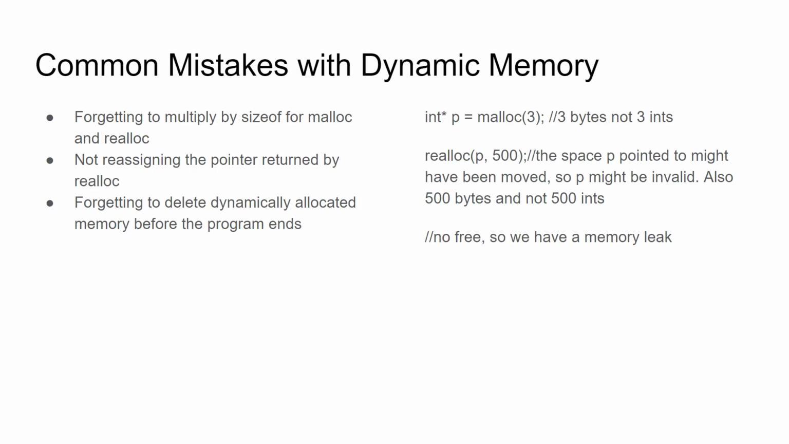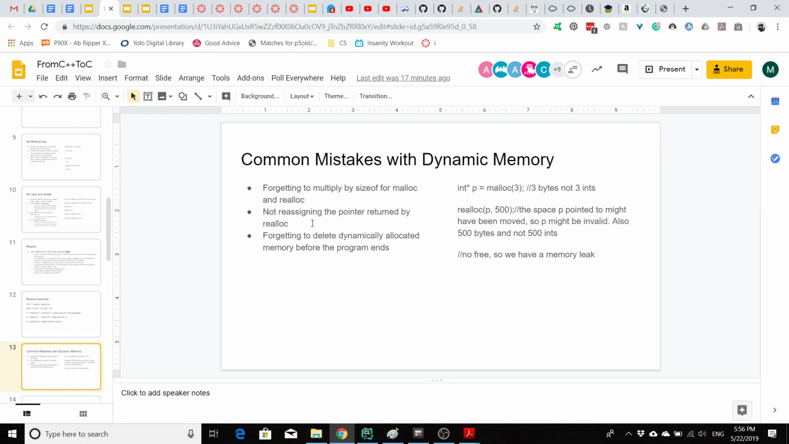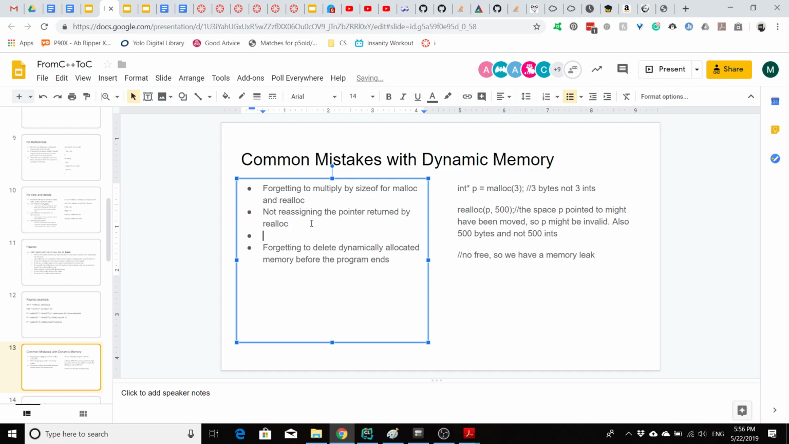Okay. So some common mistakes are, again, forgetting to multiply by sizeof, forgetting to reassign the pointer returned by realloc, forgetting to delete the dynamically allocated memory that you point to, and I guess we should add in that third thing that we just talked about today. I mean that sizeof will give you the number of elements in an array. It doesn't.